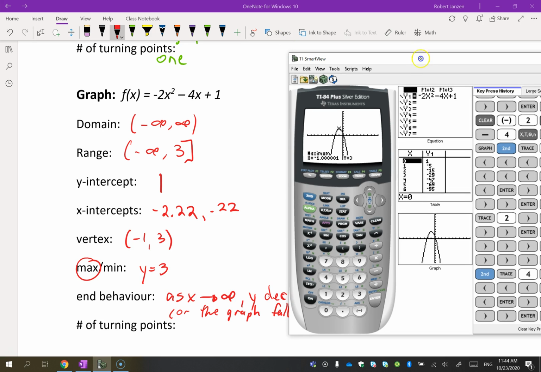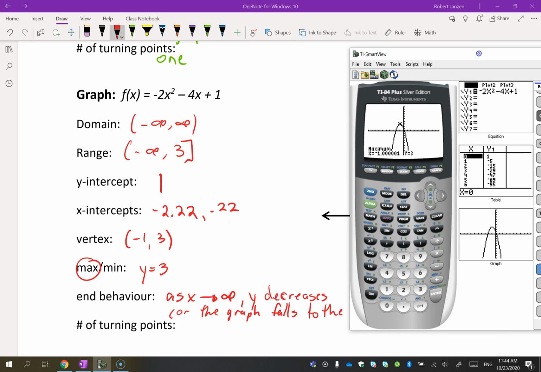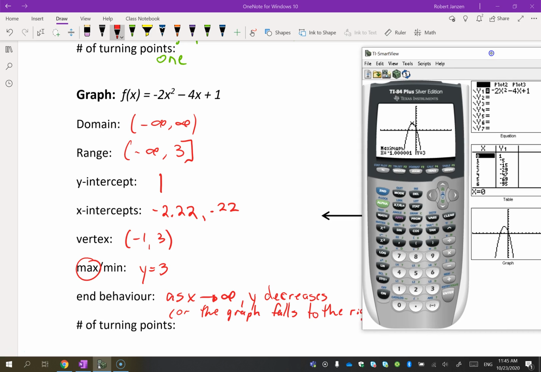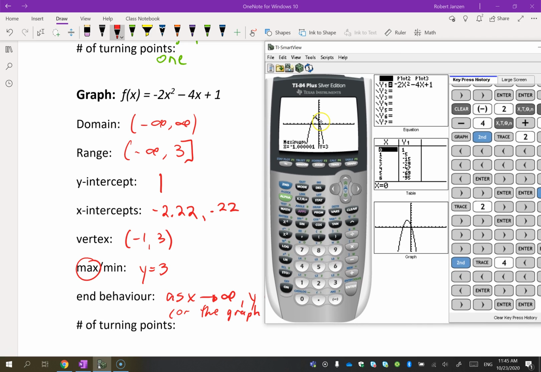The end behavior, I put a couple different answers there. I said as x approaches infinity, y decreases. Or if you want to say as x approaches infinity, the graph falls to the right. Or if you want to say the graph moves from quadrant 2 to quadrant 4. As long as you get the impression that it's falling to the right, it's what's happening in the far right. That's what we're looking for.